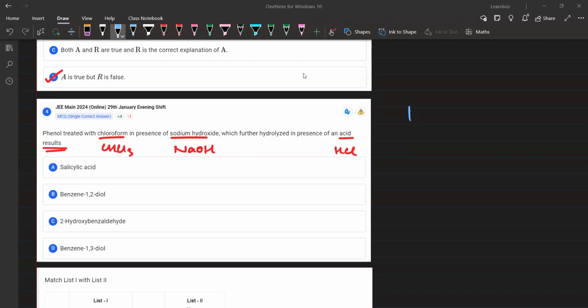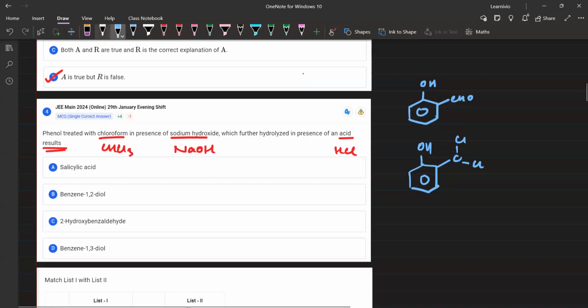Yeah. So in the Reimer-Tiemann reaction, what will happen? You will get the OH, and you will have the CHO here. So initially, what you will get is OH, and here you will have carbon with two chlorine atoms. The two chlorine atoms will be replaced by OH. There will be one hydrogen also, from CHCl3. And then what will happen?